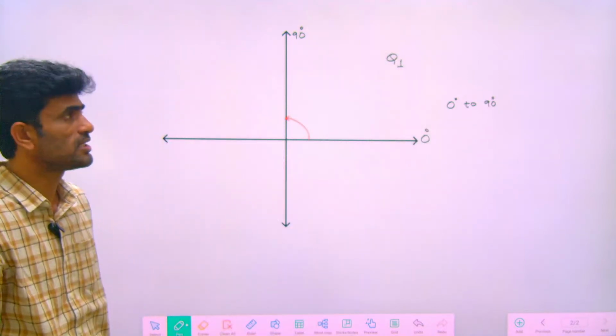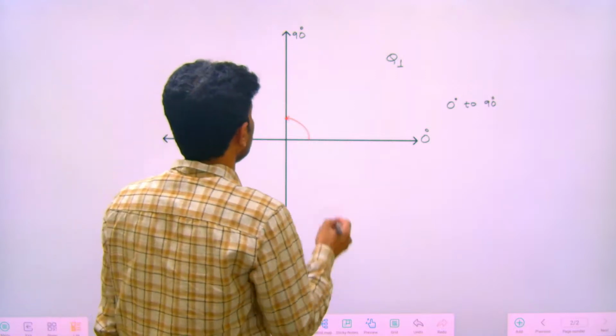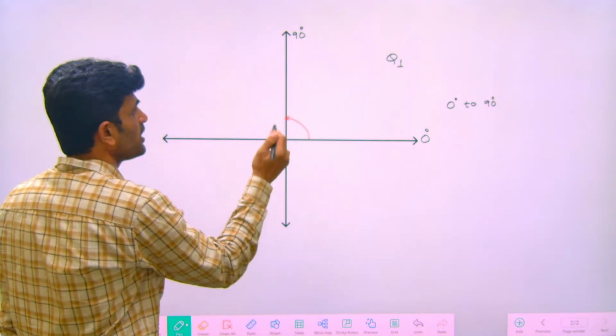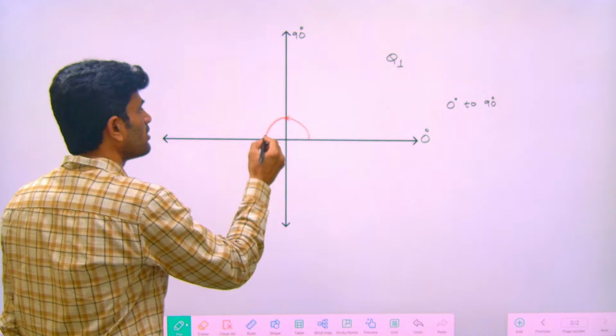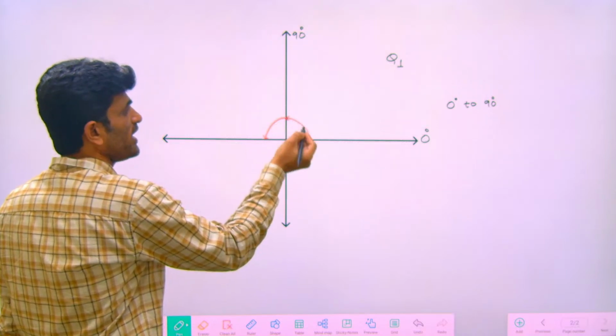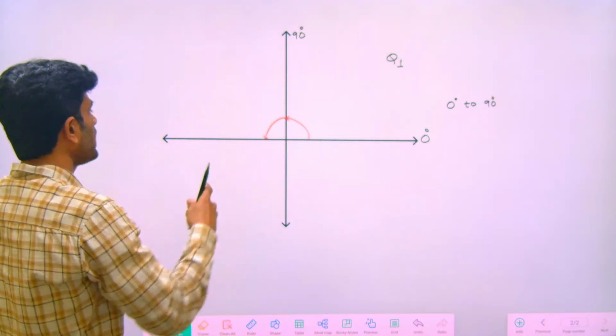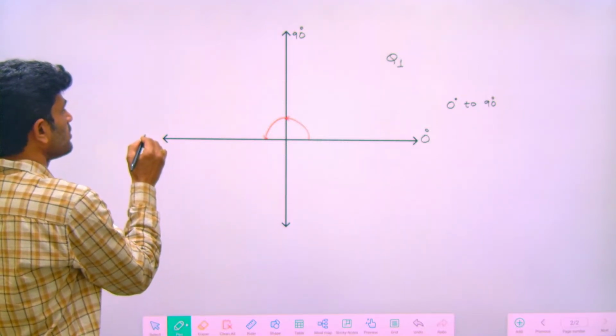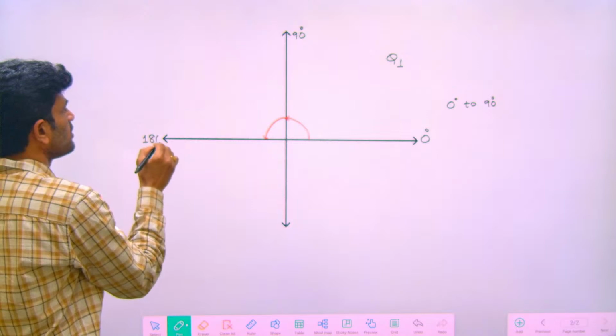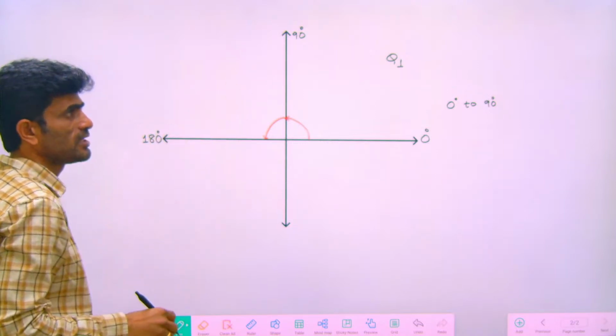0 degrees to 90 degrees is quadrant 1. Now from here to here, another 90 degrees. When you add one more 90, how much is it? 180 degrees. So 90 degrees to 180 degrees.